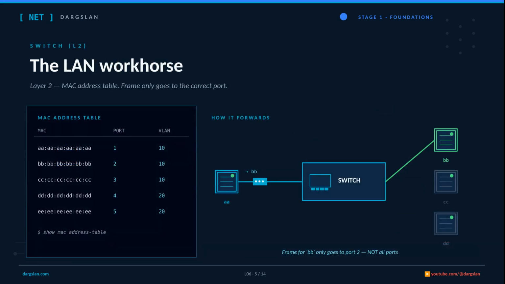And here's the upgrade. A switch operates at layer 2, which means it actually reads the destination MAC address on every incoming frame and consults a table like this one, mapping each MAC to the specific port it lives on. So, when host A sends a frame destined for BB, the switch looks it up, sees port 2, and forwards it only there. Hosts CC and DD never even know the conversation happened. That's intelligent forwarding instead of blind repeating.